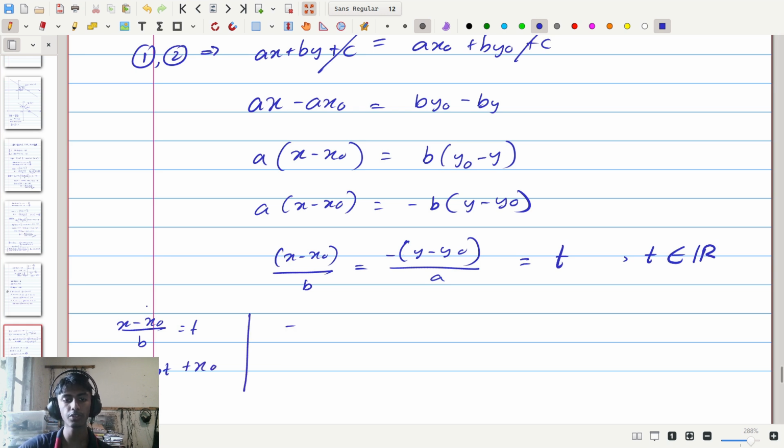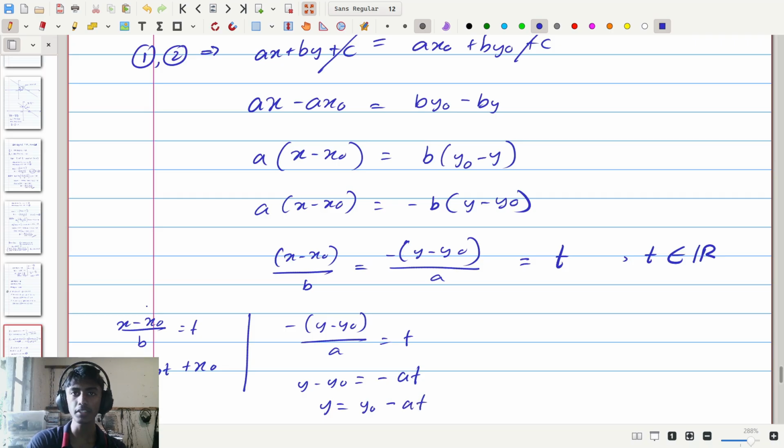This also gives us that negative (y minus y0) divided by a is equal to t, meaning that y minus y0 is equal to negative at, and finally y is equal to y0 minus at. Here what we have are the parametric equations of a line of the form ax plus by plus c equals 0. So we can use this wherever we want.